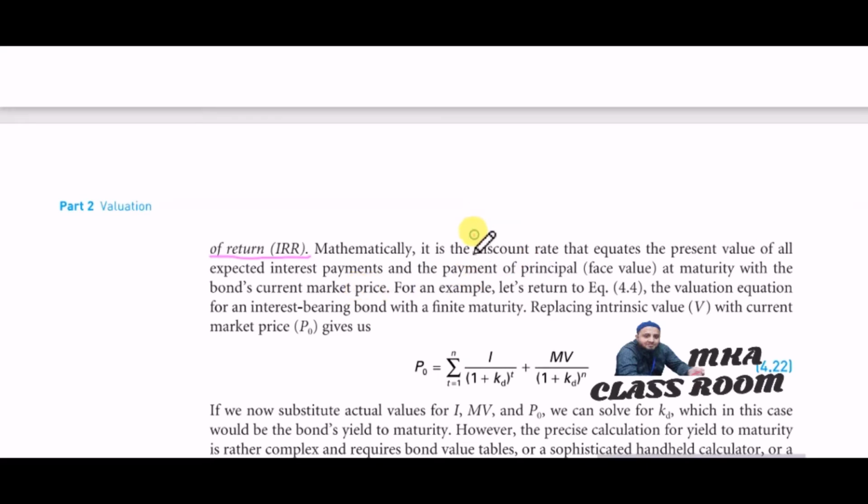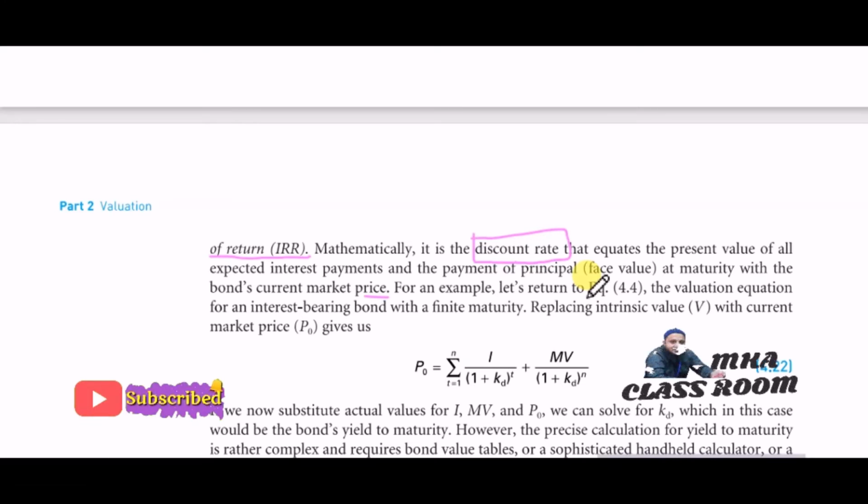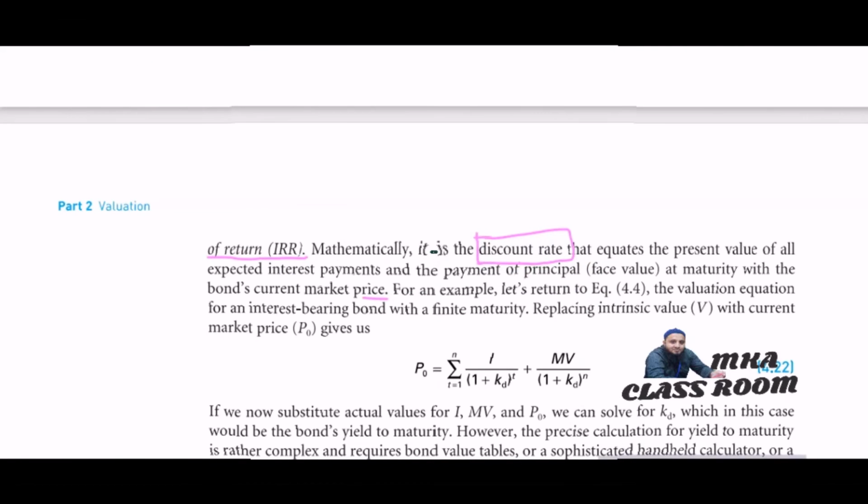Mathematically, it is the discount rate that equates the present value of all expected interest payments and the payment of principal or face value at maturity with the bond's current market price. We can again say that this is the discount rate that equates the present value of all expected interest payments and the principal or face value at maturity with the bond's current market price. That we can call the yield to maturity.